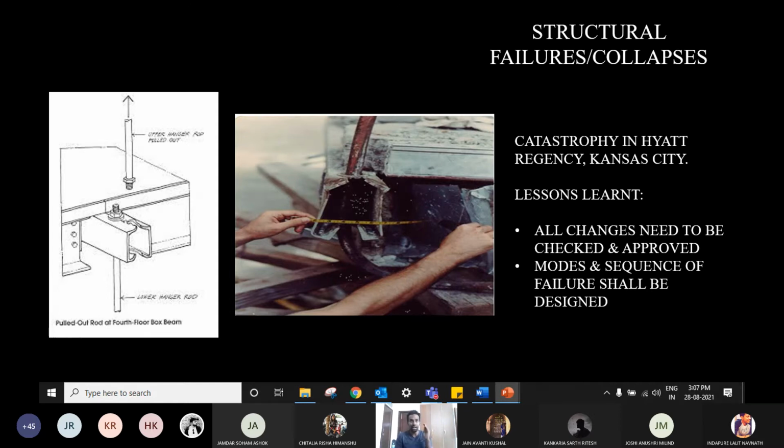In a ductile failure, you can have a sense of warning, okay, something is being loaded heavily, instead of something snapping quickly, immediately, right? So that sequence of failure also one has to design. Your load path and your sizes across the load path need to be designed so that you have a ductile failure, not a brittle failure.